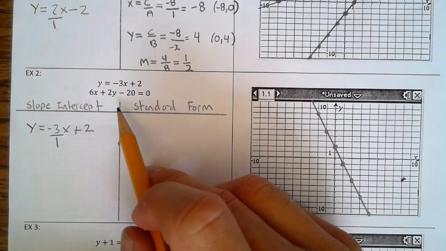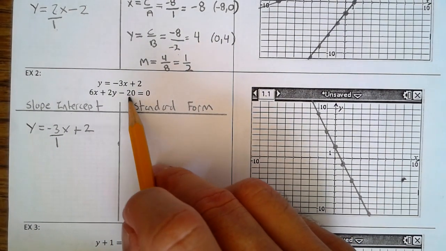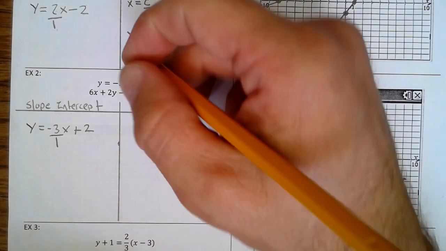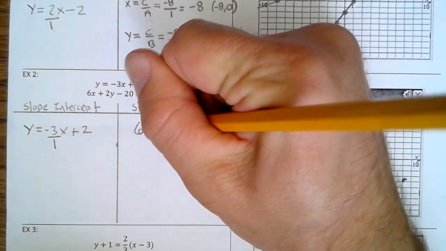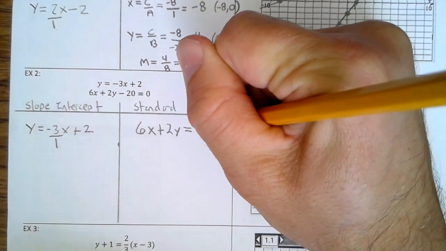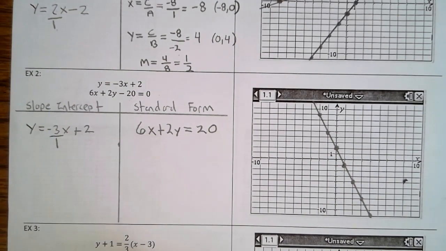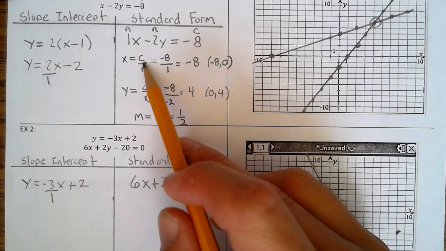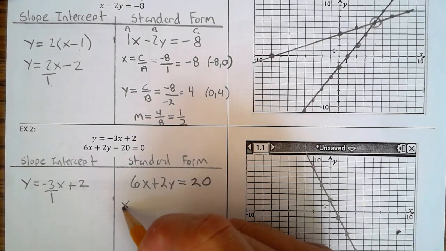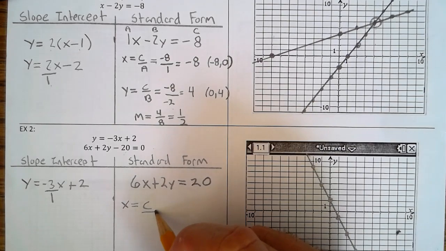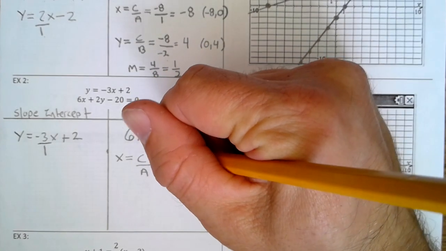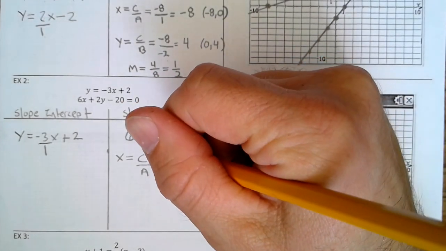Now, the second equation looks like standard form, but that minus 20 needs to be added to both sides. So now we have 6x plus 2y equals 20. Now it's in standard form. Okay, now we know from the previous example, we need to find the x-intercept and y-intercept. So x equals c divided by a, and so then that's 20 divided by 6.